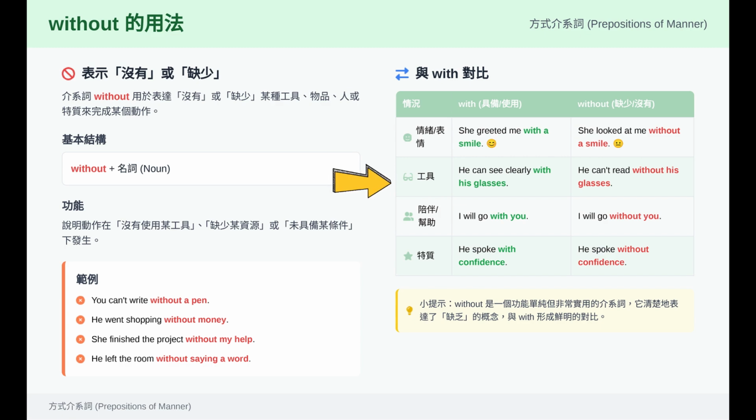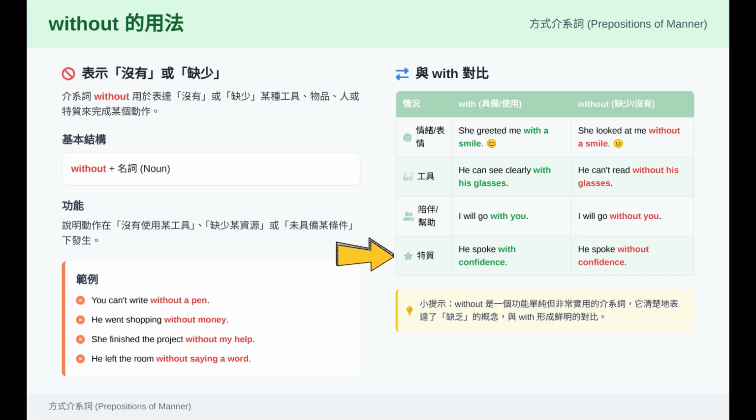Tools. With: have or use. He can see clearly with his glasses. Without: lack or have nothing. He can't read without his glasses. Accompany or help. With: have or use. I will go with you. Without: lack or have nothing. I will go without you.